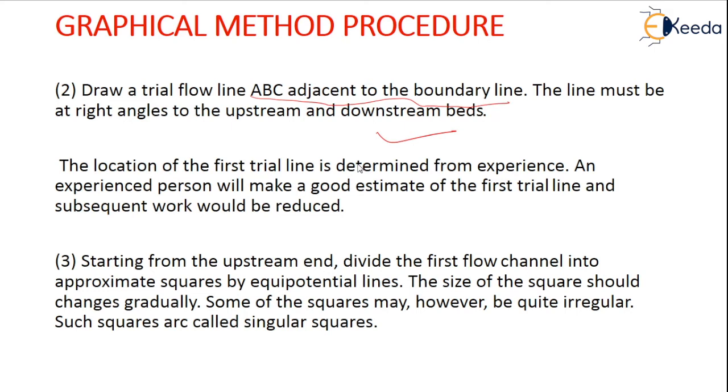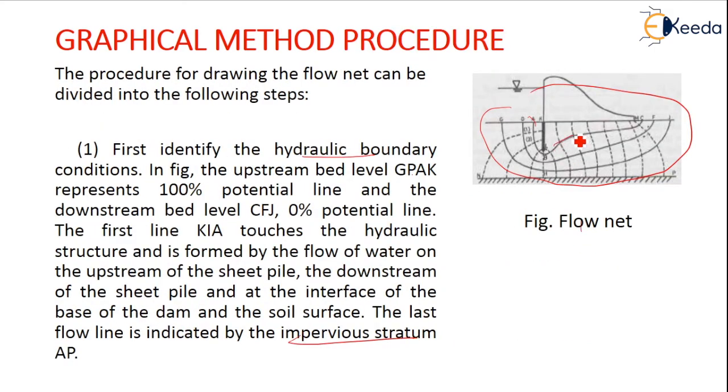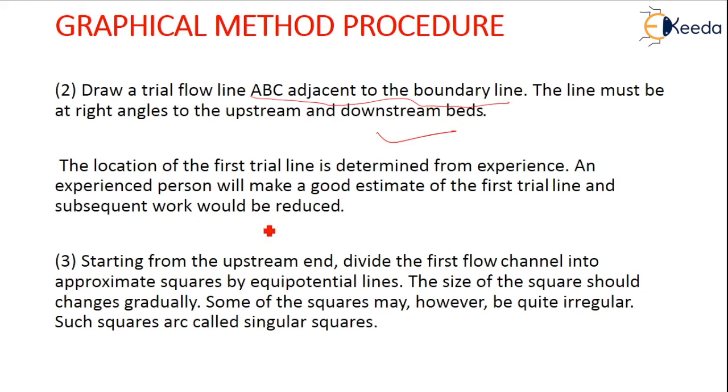Starting from the upstream end, we have to divide the first flow channel into approximate squares by the equipotential lines, as shown in the figure. These are the squares. The size of the squares will change gradually. Some of the squares may however be quite irregular. Such squares are known as singular squares.